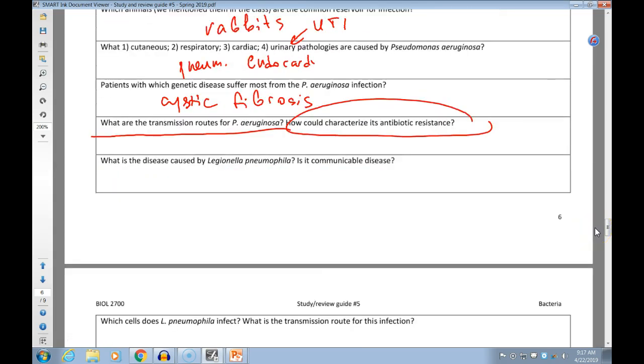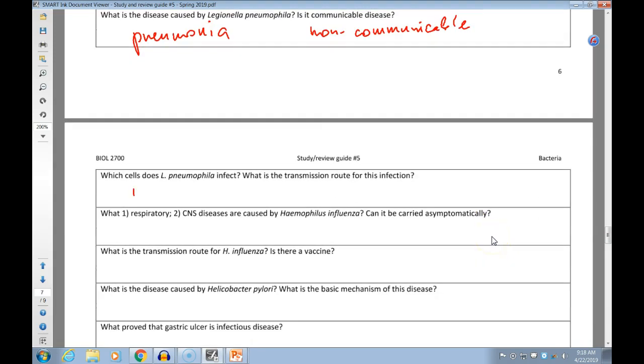Legionella pneumophila. So remember, it's a gram-negative microorganism that causes pneumonia. We call it legionellosis. And it is non-communicable. So that is perhaps one of the very few non-communicable diseases that we talk about. It infects macrophages, and the transmission route is obviously respiratory.